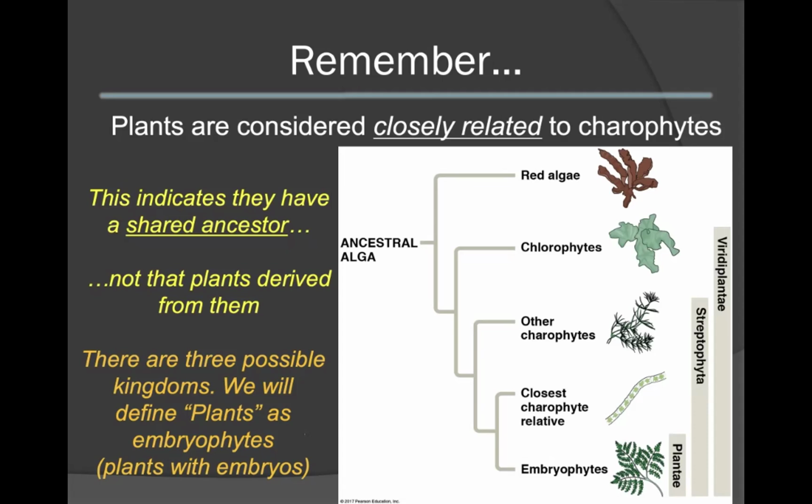In the phylogenetic tree, we know that there is an ancestral algal species. This led to the lineages of red algae as well as green algae. The green algae have diverged into chlorophytes, other charophytes, and the sister taxa to embryophytes, as well as modern-day plants.